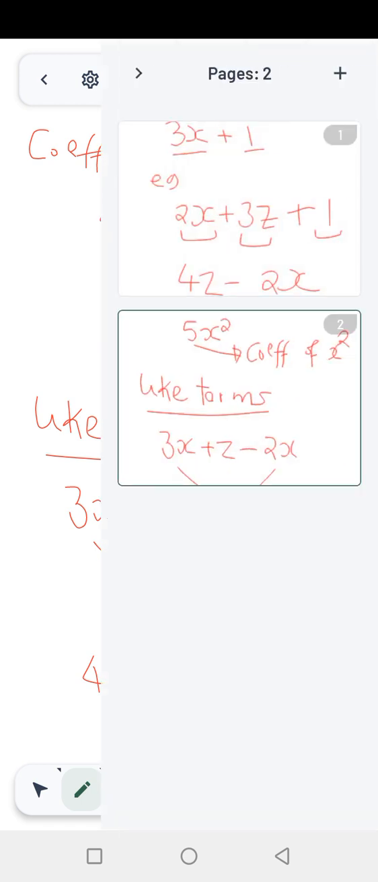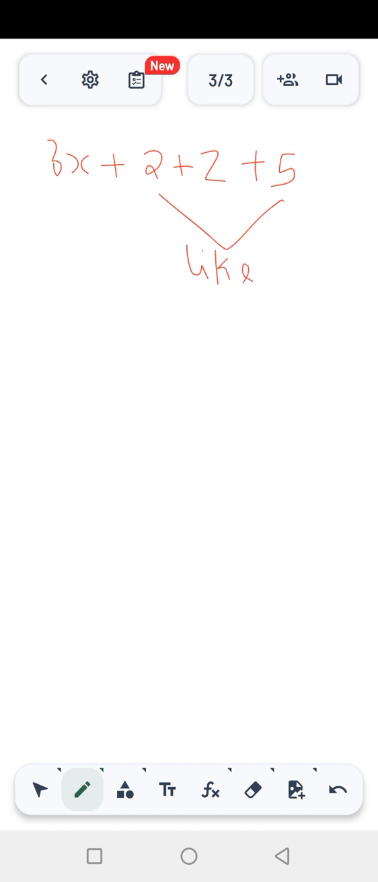Also, like terms can be constant numbers, which we call constant terms. Let's say I have 3x plus 2, plus z, and then plus 5. So 2 and 5 are also like terms. Why? Because they are both constant terms. So 2 and 5 are like terms as well.